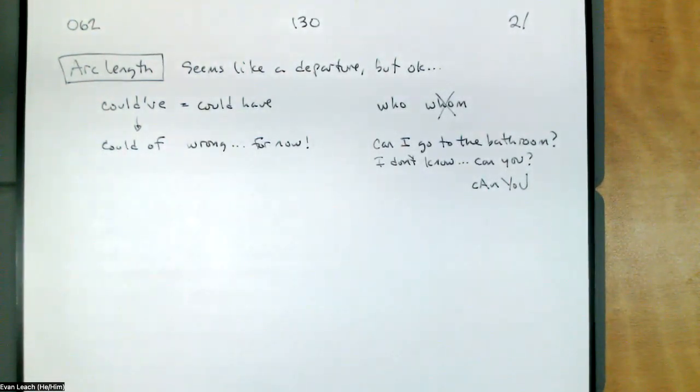Today we want to talk about arc length. It seems like a departure, but it is exactly related to radians. It's one of the reasons that we have radians, and it's one of the reasons that I say y'all already knew about radians. And you all already know about arc length.